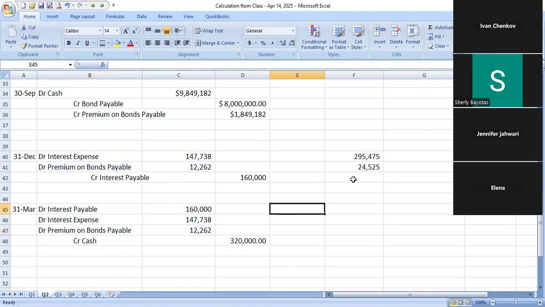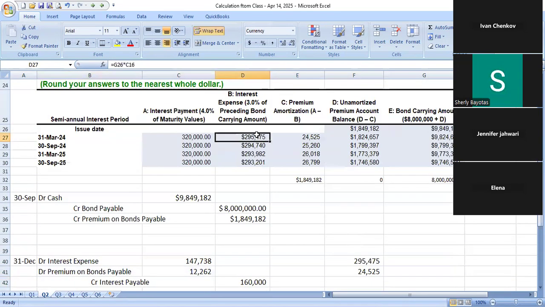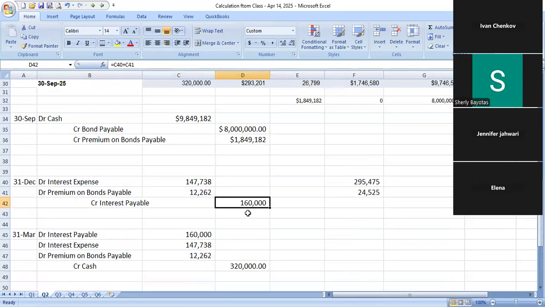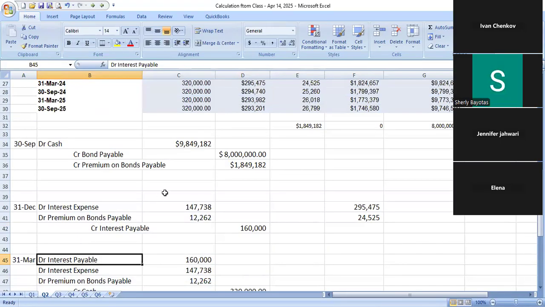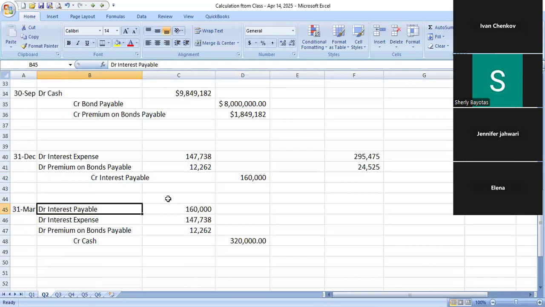So technically, what we're doing is we're getting the interest payment and splitting it by half, into 2 entries. One for December, the next one for March. And we're doing the same thing with the premium on the bonds. Once we get those 2, in December, we're showing interest payable. On the payment date, we're closing the interest payable, and we're adding the remaining interest expense and the remaining bonds payable to balance the entry.